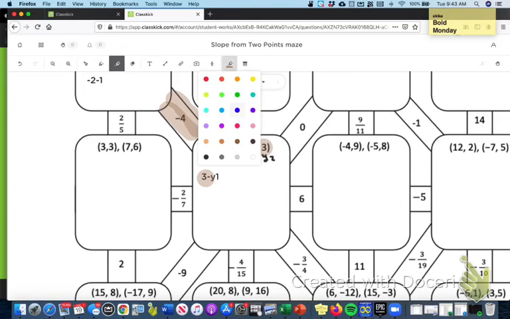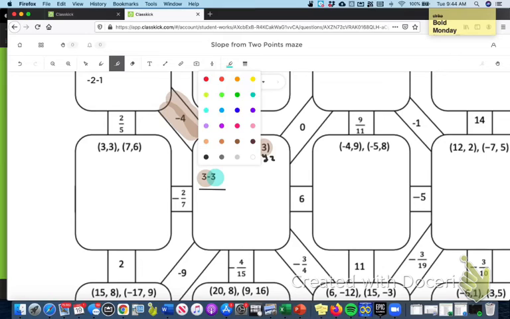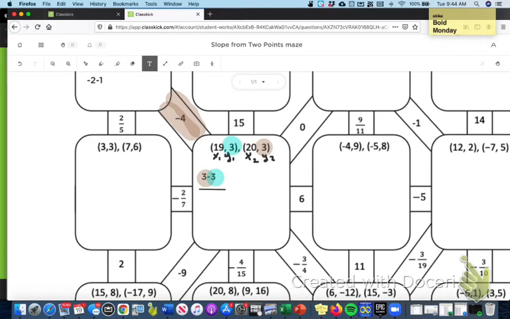My y1 is also going to be a 3. So I'm going to backspace. I'm going to replace that y1 with a 3. I'm going to add my little fraction bar. I'm going to add another text box. So I subtracted my y's on the top. Now on the bottom is x2 minus x1.